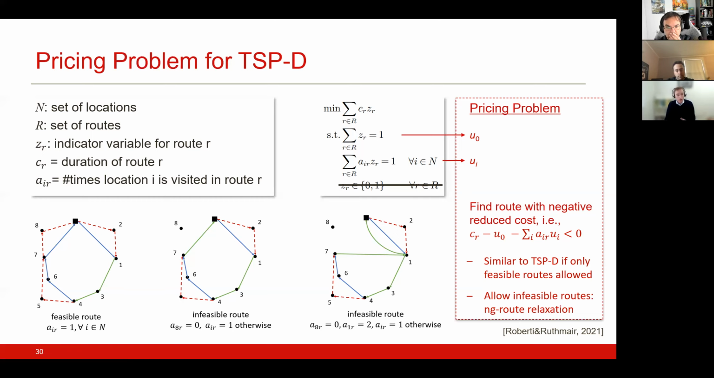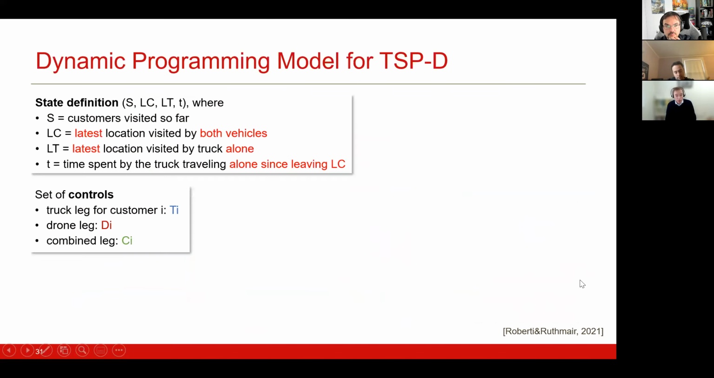But that's fine. You can actually also have infeasible routes as long as they are relaxed routes, right? So these infeasible routes are relaxed. They give you a route relaxation. And it gives you a lower bound that is tractable, or computationally tractable at least, and gives you a strong lower bound. And that's exactly what Roberto and Ruthmeyer did. And they use a dynamic programming formulation for that. And I want to spend some time on this because we will use the same for the decision diagram. So let me just spend a couple minutes on that here.